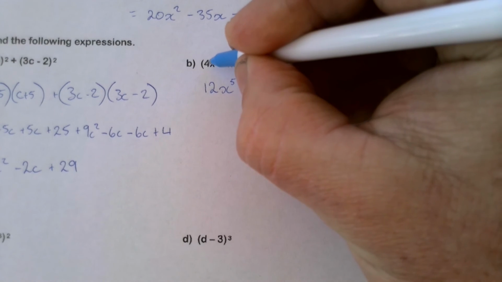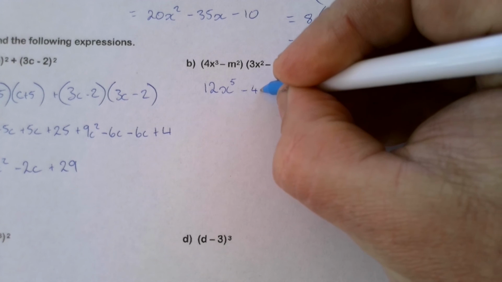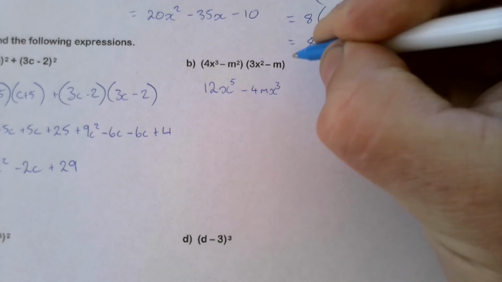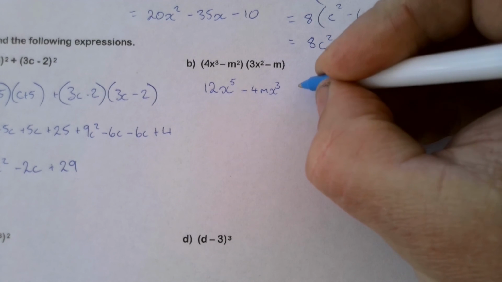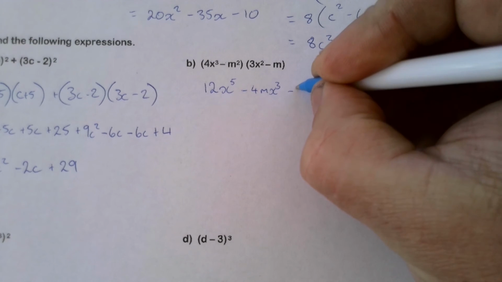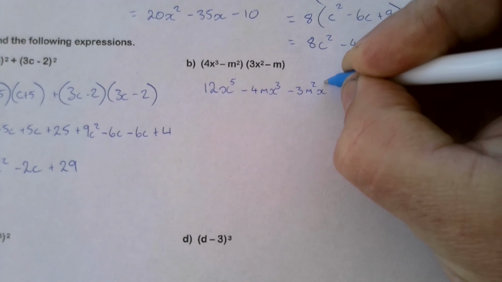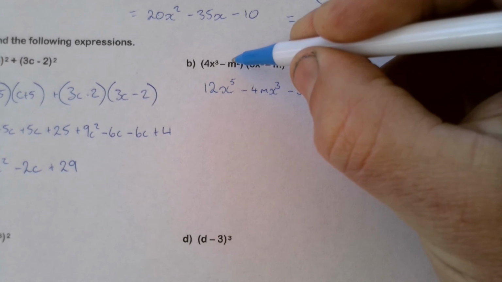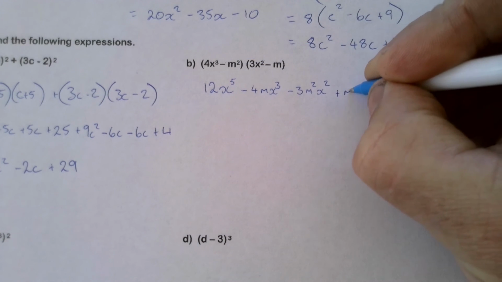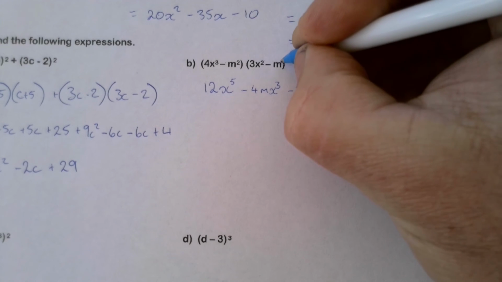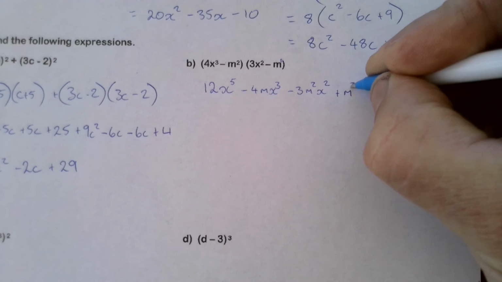Okay, then that times that makes negative 4mx to the 3. Negative m squared times 3x squared makes negative 3m squared x squared. And then negative m times negative m makes positive m. But remember that this has actually got a little 1 here. So 2 plus 1 makes 3.